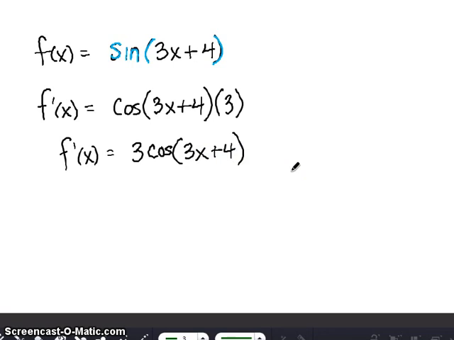So chain rule is going to show up in that matter when we have sine of something, cosine of something other than just x. The other way that we can see chain rule within trig is a little bit more tricky. If we have something like f of x equals tangent squared of, we'll go 5x to the third plus 7.